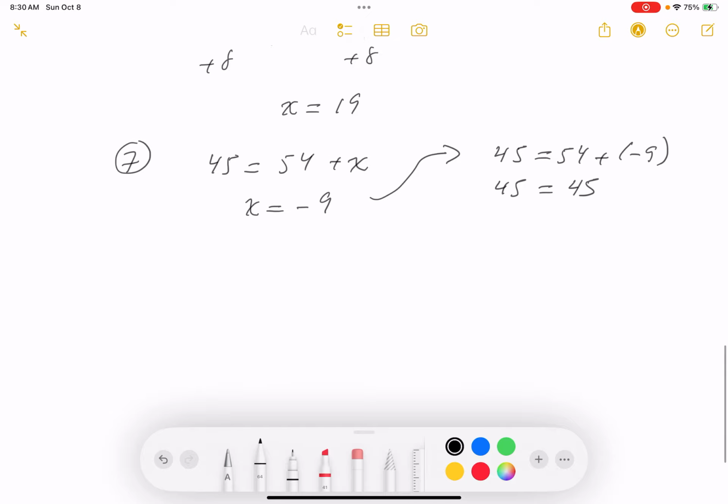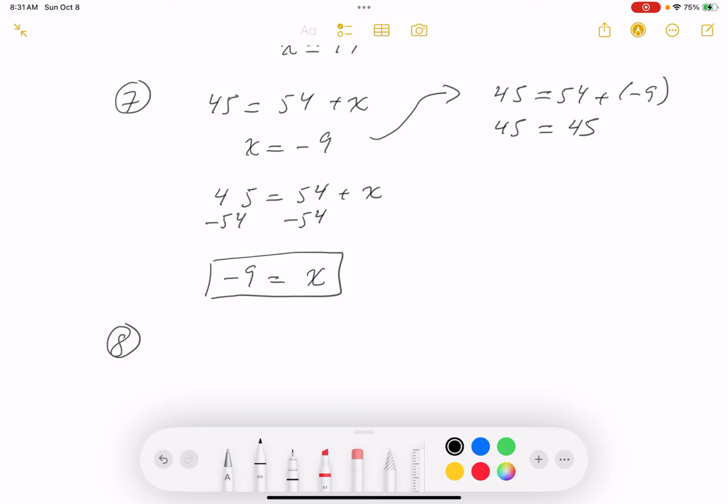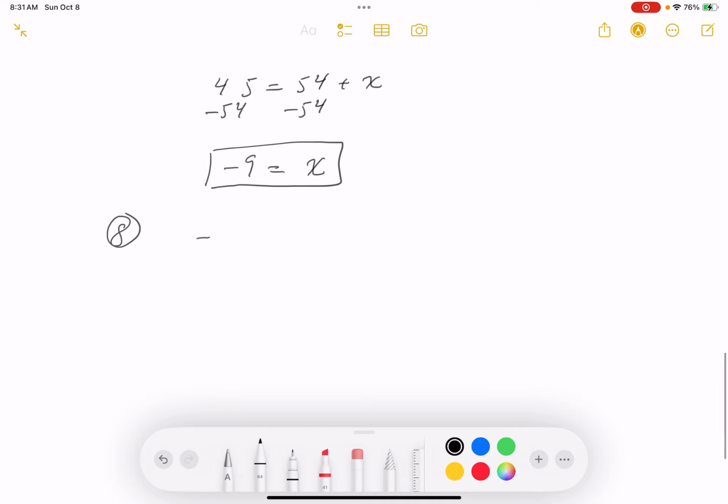All right, let's go through the work, though, and I'll write this down for you. It's a one-step process, by the way. What do you do? Take away 54 from both sides. And what do you get on the right side? X. What do you get on the left side? Well, if you took 54 from 45, you're going to get minus 9. All right, let's go to problem number 8. And number 8 is minus 10 equals x over 2.